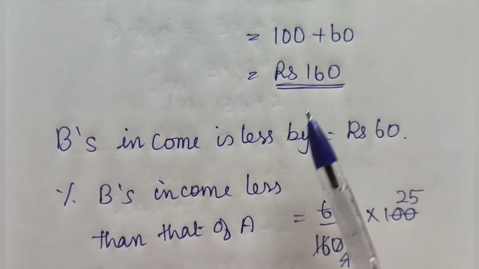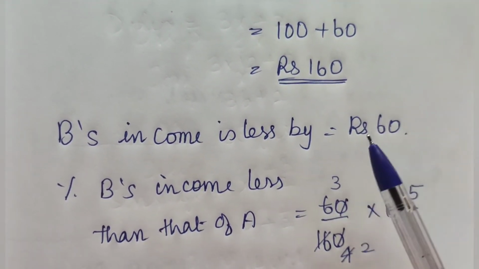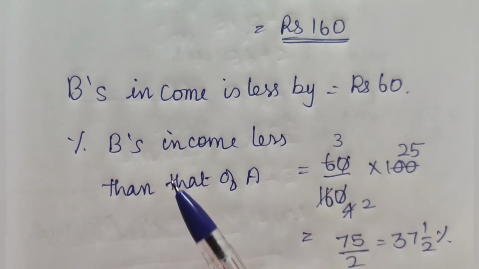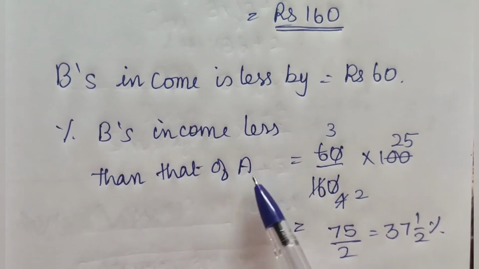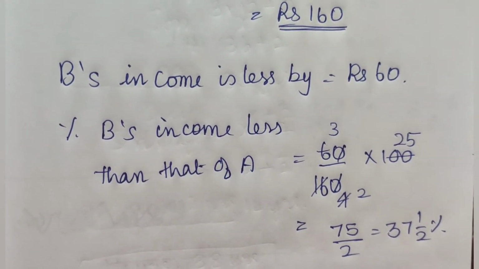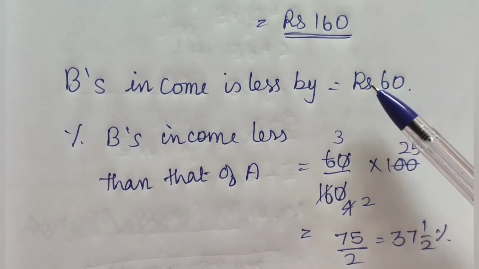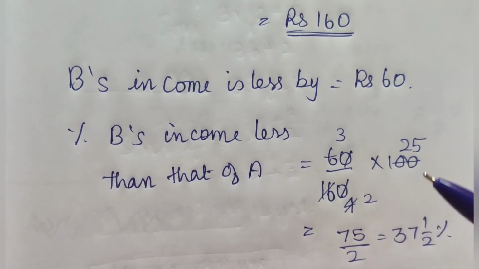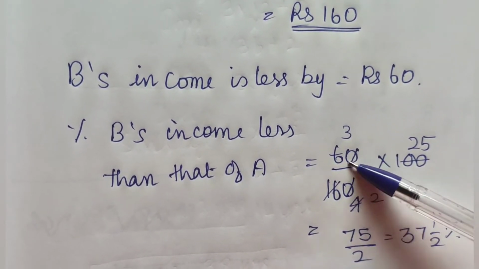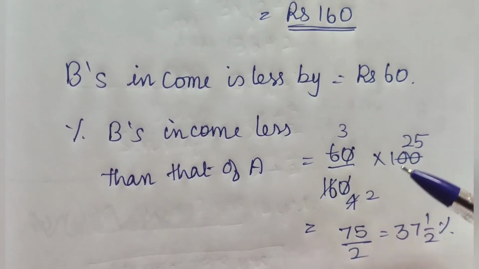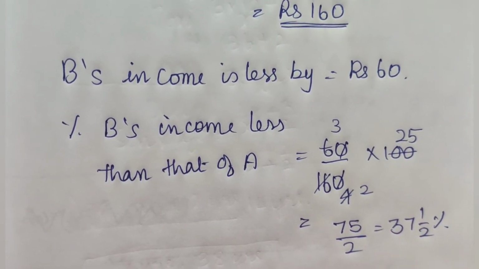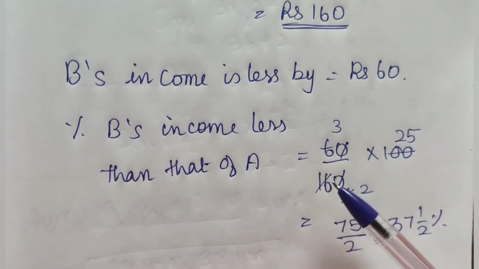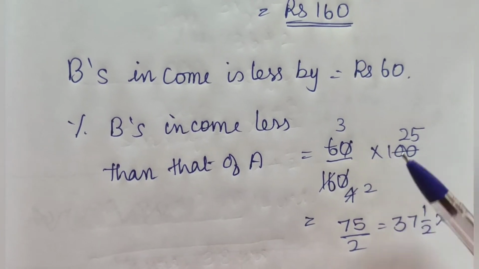B's income is less than A's by rupees 60, 160 minus 100, 60. See, the percentage B's income is less than that of A is equal to the difference between B's income and A's, 60 by A's income 160, into 100. Increase or decrease in value by original value into 100 will give you the percentage. So B's income is less than A by 60 by, we are comparing with A, 160 which is A's income, into 100.